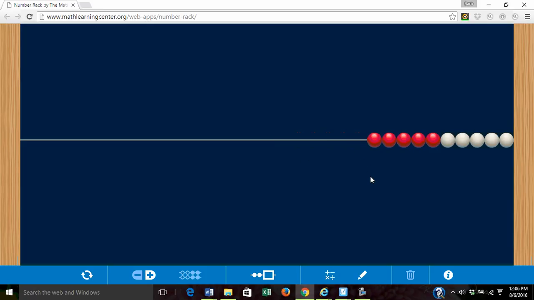What if I wanted to show seven? Where would I have to touch to push? I know there are five red beads and I need two more white beads to make seven. Seven. Yes!